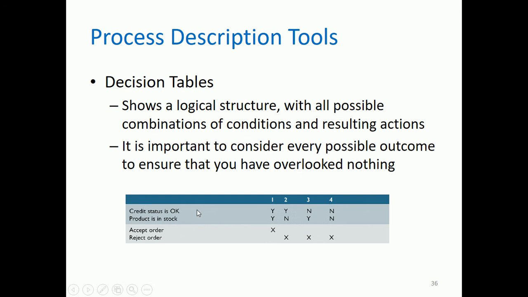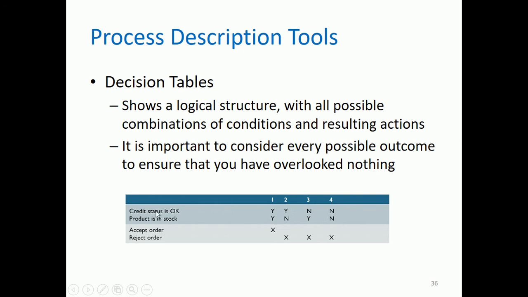And then just like in a truth table, but it's not represented as 0 and 1, change 1 to Y and change 0 to N, or no. So that's why the possible combinations here are YYNN and then YNYN. So those are the combinations for these conditions. So for example, in this number one, if credit status is okay and product is in stock, the resulting action is you have to accept the order. Okay, what is the second condition?